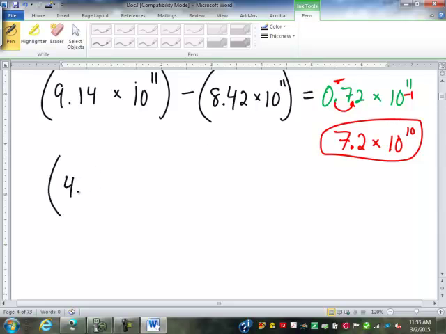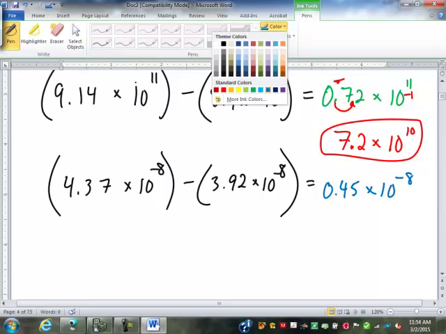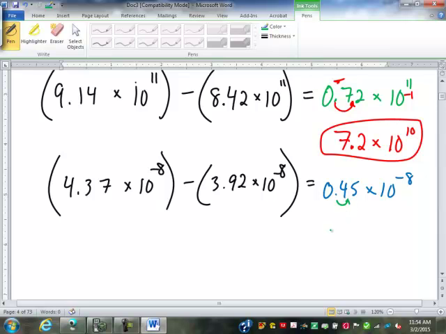We might have 4.37 times 10 to the negative 8 minus 3.92 times 10 to the negative 8. Again, we have the same power of 10. Doesn't look like it's going to be much of a problem. 4.37 minus 3.92 is 0.45. And we keep the same name, 10 to the negative 8th. So once again, we have to move that decimal point over 1 to make it 4.5. The number got bigger, the power gets smaller. Here's where you have to be careful. A lot of people would throw in negative 7 without thinking, but negative 8 minus 1 is negative 9. So it's 4.5 times 10 to the negative 9th.